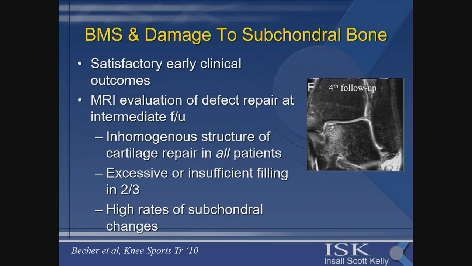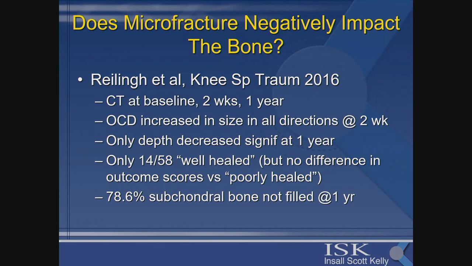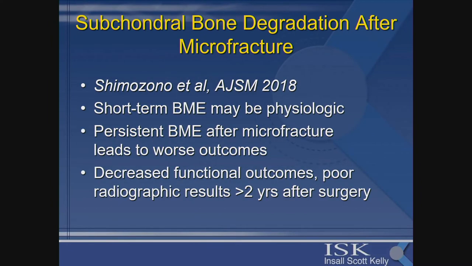So that's why some of these patients have tended to do well early on, but over time it can degrade, especially if the damage remains in the bone. So when Becker looked at this with MRIs, he found that when you looked at intermediate follow-up, there was very inhomogeneous structure of the cartilage repair in all the patients. There's insufficient or excessive filling in two-thirds, and there's a high rate of subchondral changes. Riley looked at this as well and saw that only 14 out of 58 patients were well healed, but there was no difference necessarily in the outcome scores at that point. So we still are trying to figure out what is the best way to assess these patients. But in 78% of these patients, the subchondral bone had not filled in at the year mark.